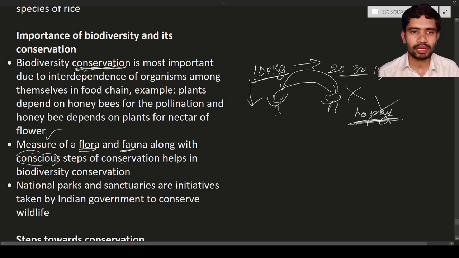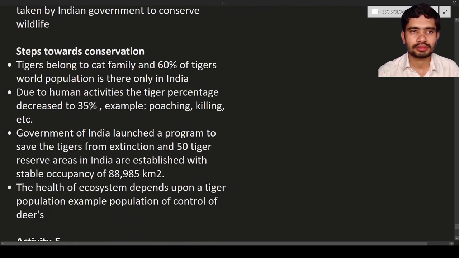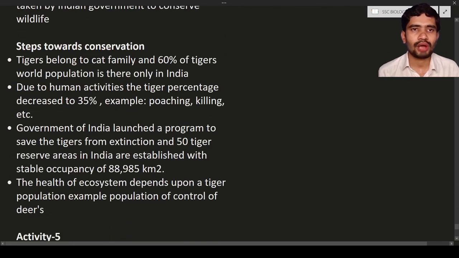To help biodiversity conservation, next, the government took some initiatives. Those initiatives are nothing but national parks and also sanctuaries. They are the initiatives taken by the Indian government to conserve the wildlife. So wildlife is conserved with the help of these national parks and sanctuaries. So next is steps towards conservation.